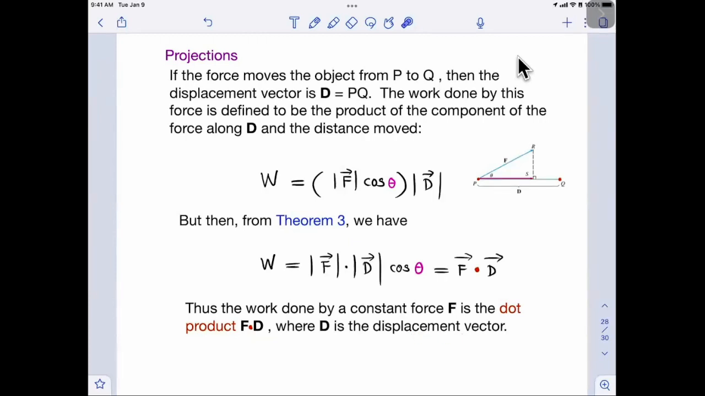So that product, related to physics, is in this case the work done. The work done by exerting this force on this object, moving along this direction, is this force vector F dotted with this displacement vector D. Got it? There's a little bit of physics here.